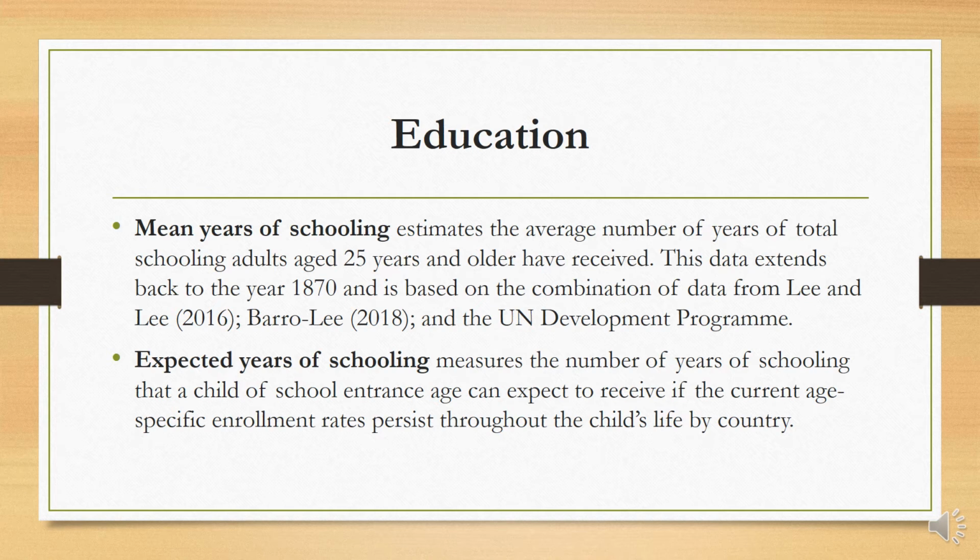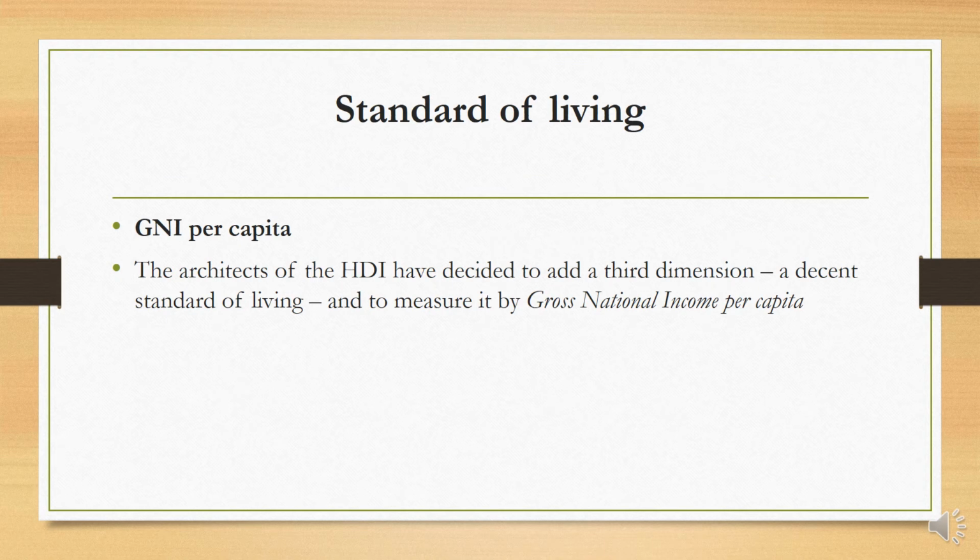Expected years of schooling measures the number of years of schooling that a child of school entrance age can expect to receive if the current age-specific enrollment rates persist throughout the child's life in the country. The third and last one is the standard of living, which is measured by the GNI per capita. The architects of the HDI decided to add the third dimension, a decent standard of living, measured by the gross national income per capita, that is the GNI per capita.